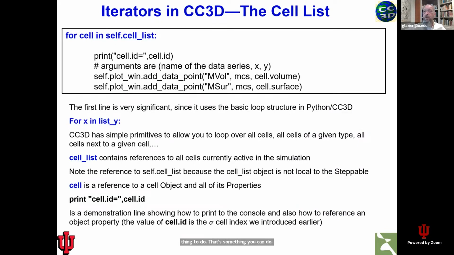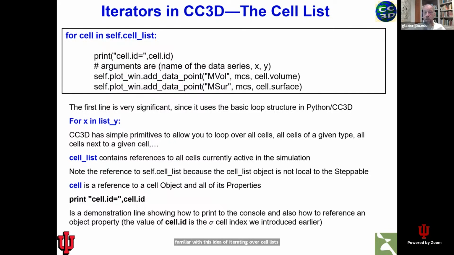Another thing that we might want to do, and we'll do this a little bit later in this lecture, is to plot the volume and the surface area of each cell. For cell in self.cell_list, self.plot add data point, name of the series, volume here, the time, comma, the cell.volume. And so it's important to get familiar with this idea of iterating over cell lists.